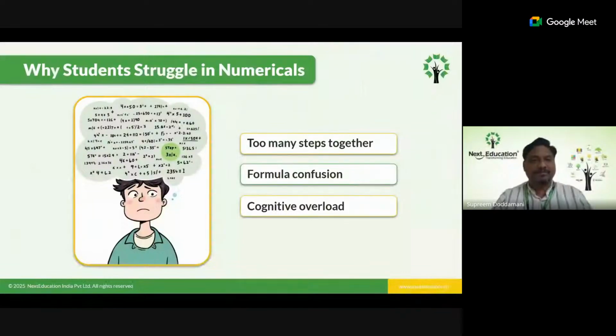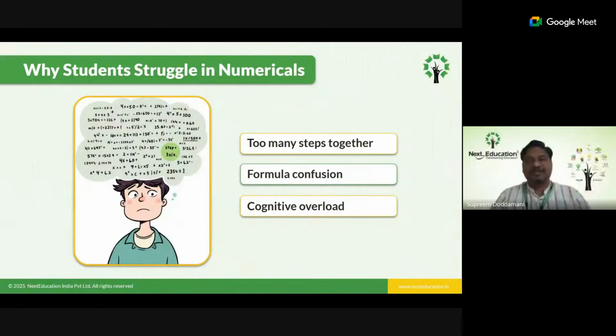So, why students struggle in numericals? The first and foremost problem is too many steps together. In the previous slide, I was explaining you go step by step, whatever you were supposed to explain, make it into small units and then explain it.